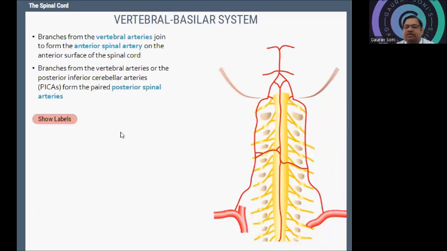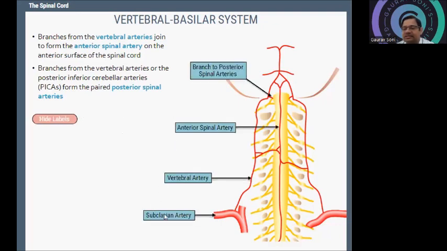Now talking one by one, that is the vertebral-basilar artery, you can see it here. The branches from the vertebral artery join to form the anterior spinal artery on the anterior surface. Branches from the vertebral artery, from the posterior inferior cerebellar artery, form the paired posterior spinal arteries. You can see it here. This is the subclavian artery, the branch vertebral artery, then the anterior spinal artery, and the branch to the posterior spinal artery. This is the supply from the vertebral-basilar system.